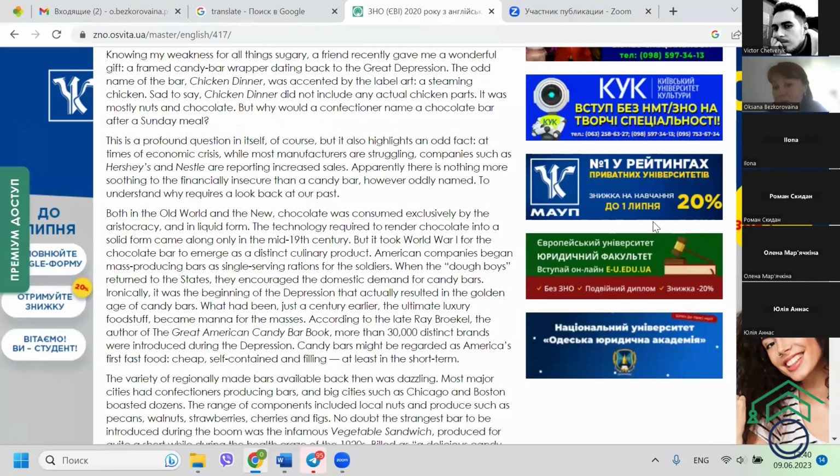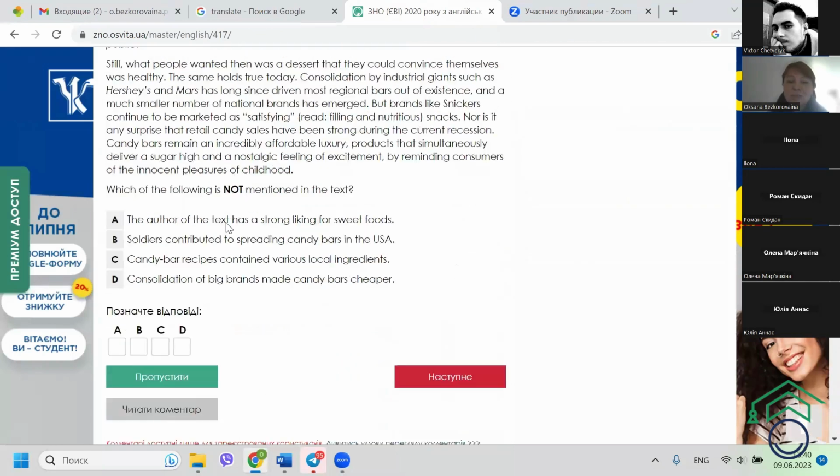The task is quite difficult. That's why we should be attentive. Діана Толок. Let's read the next question.